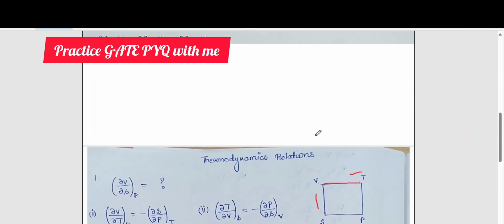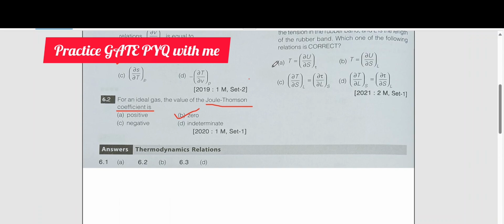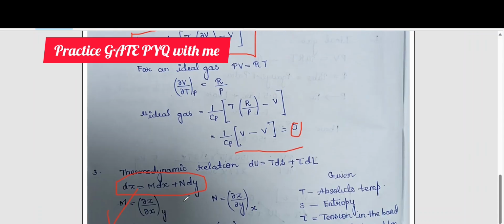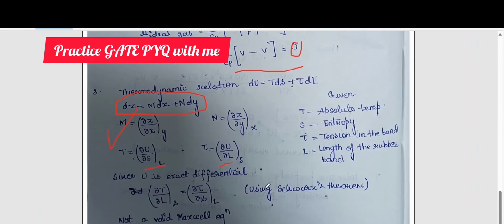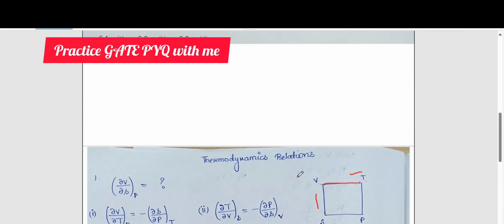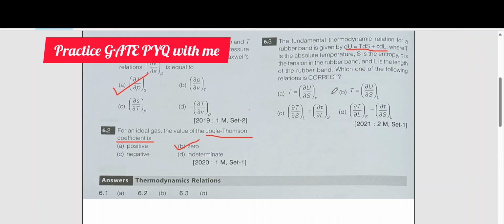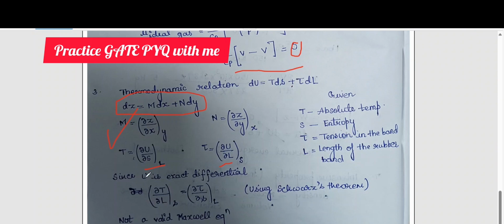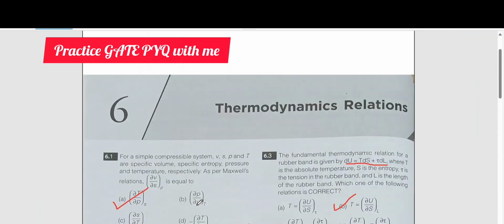So the answer is this one, at constant L. This is not through the Maxwell equations; this comes out from Schwarz's theorem. So the answer is B.